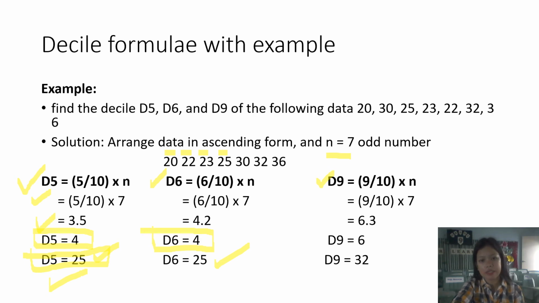And for the 9th decile, we have 9 over 10 times n, or the total number of data, which is 7. So 9 over 10 times 7 equals 6.3. We have to round it off. The answer is 6 data. So we count from the first data to the 6th data, and the 6th data falls under 32. So 20 to 32 falls under the 9th decile distribution.